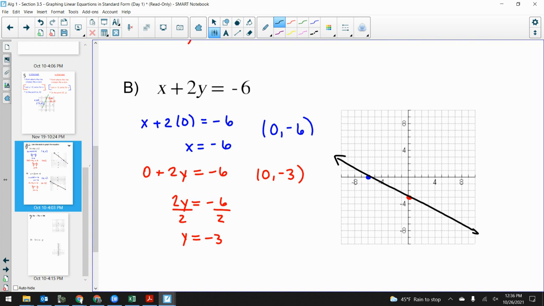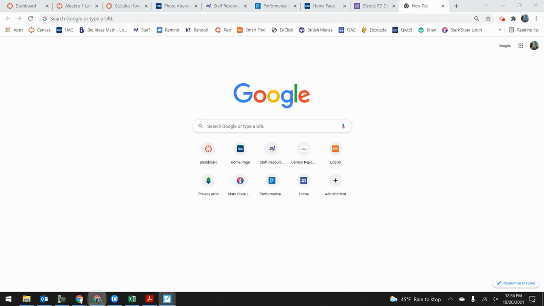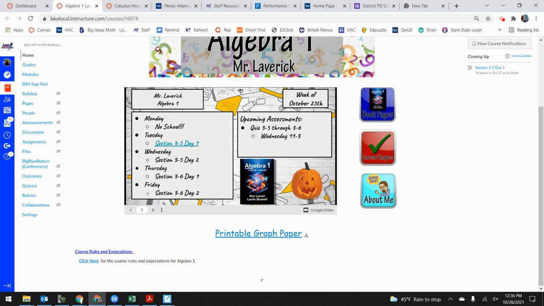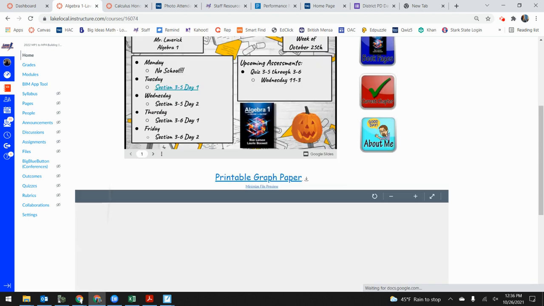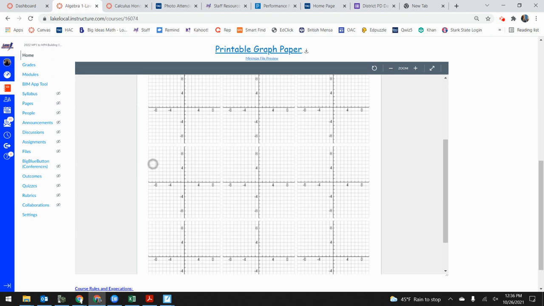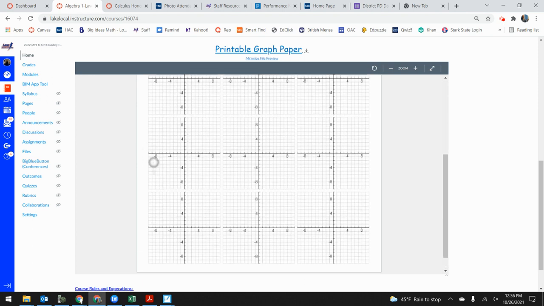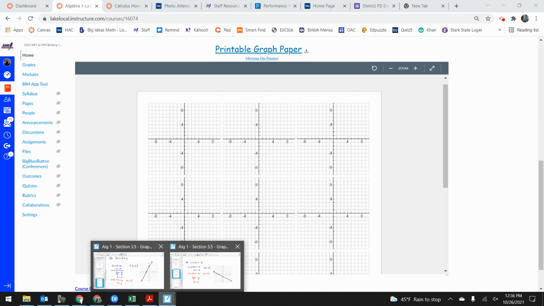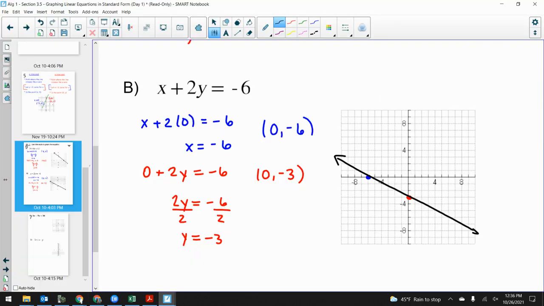If you don't have graph paper, you have two options. You go and buy some, or use the link down here at the bottom of my homepage, printable graph paper. You just open that up and print it. It's just 12 graphs, okay? Print it to the Student Center. I mean, don't waste the school's resources.